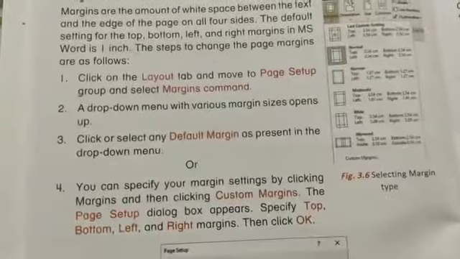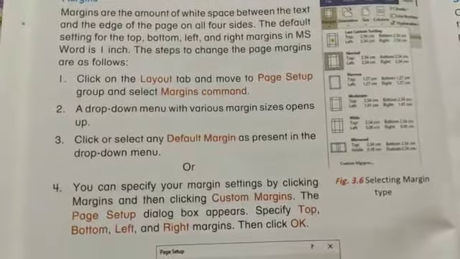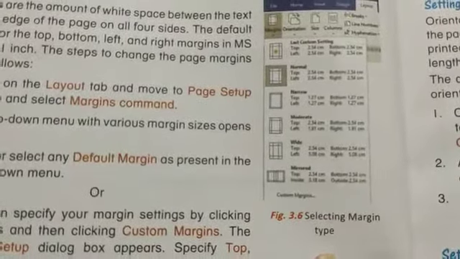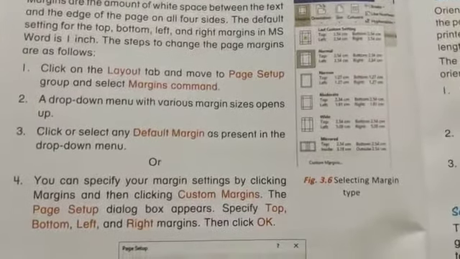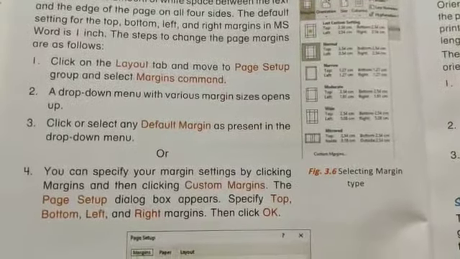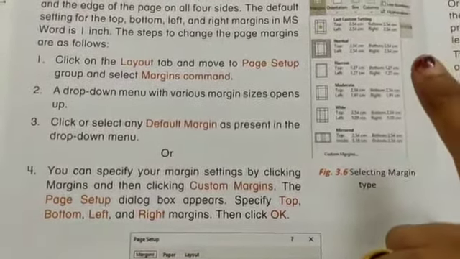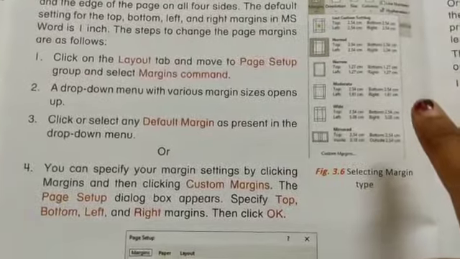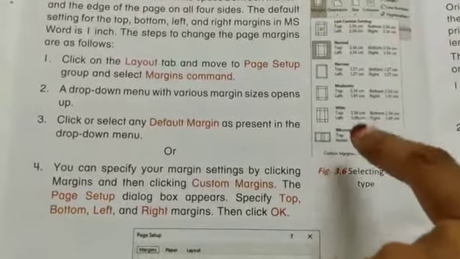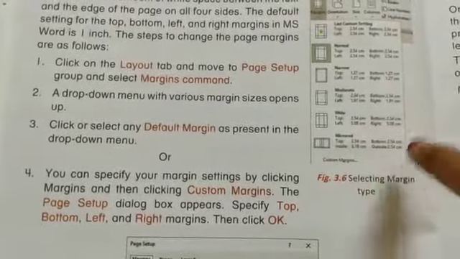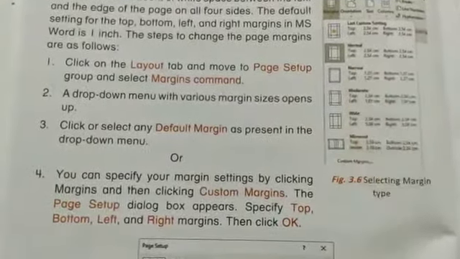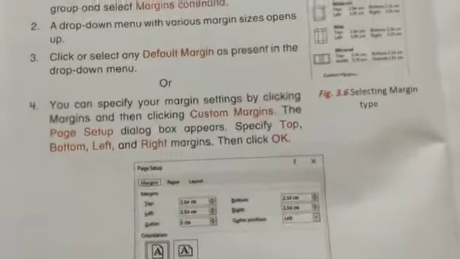Second step: a drop down menu with various margin sizes opens up. Now these many options will open up. Can you see this? It is given in your book also. Then the third step: click or select any default margin present in the drop down menu. Drop down menu means when you move the cursor it comes down and continues for you. So here they have selected the normal one. Come to the next one.